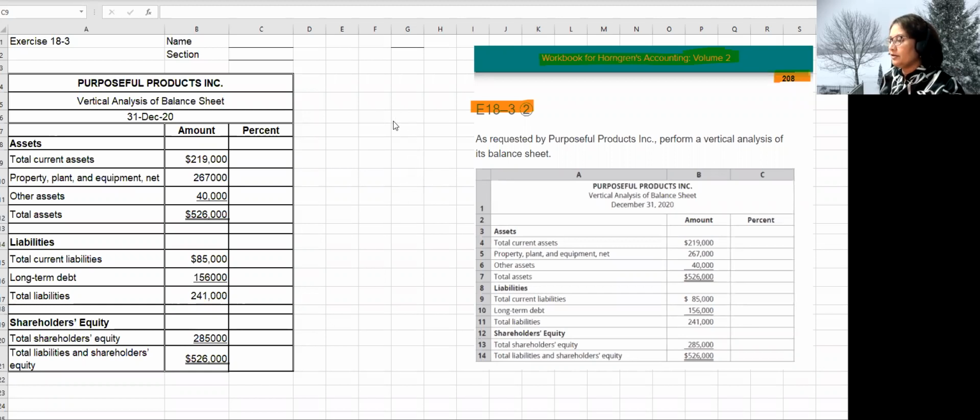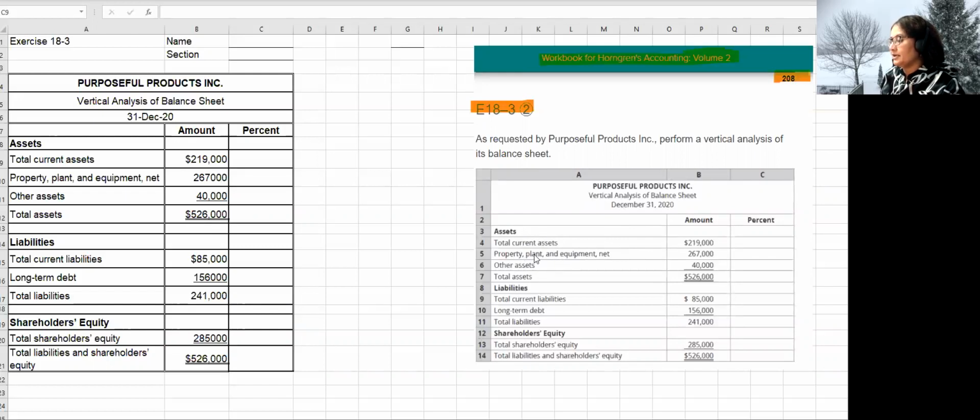So let's look at exercise E18-3, which you can find in the workbook for Horngren Accounting Volume 2 on page number 208. Let's read this example. As requested by Purposeful Products Incorporation, perform a vertical analysis of its balance sheet. The balance sheet is given as on 31st December 2020. Basically, what we are going to do is express each element of the balance sheet as a percentage of the base amount.